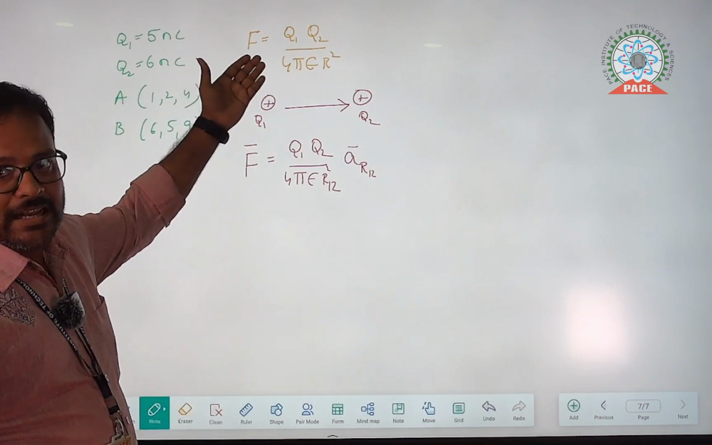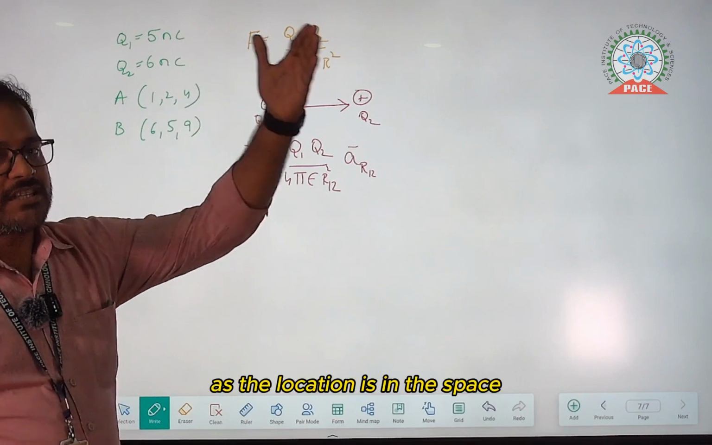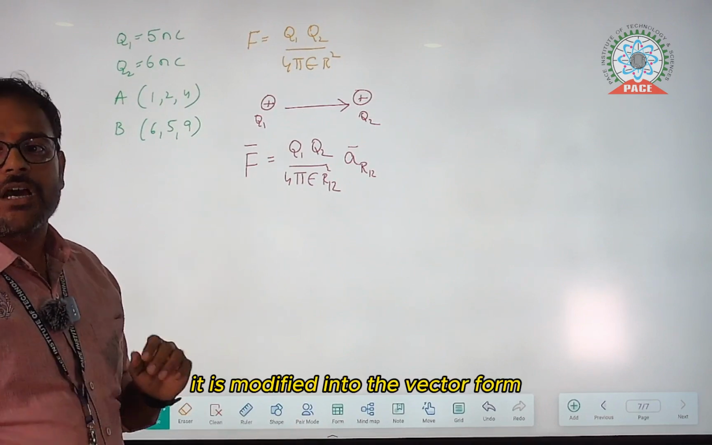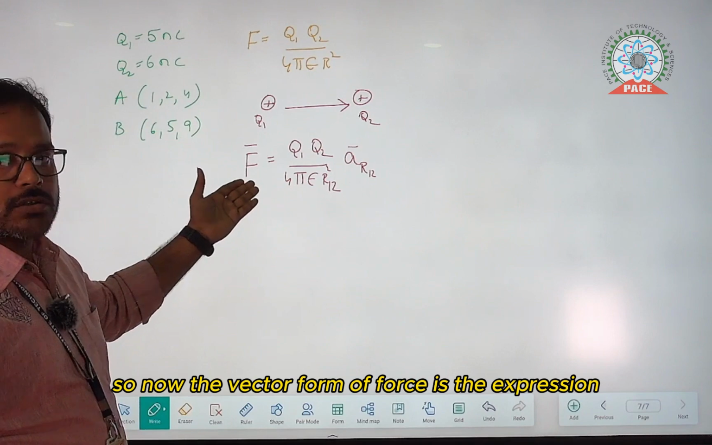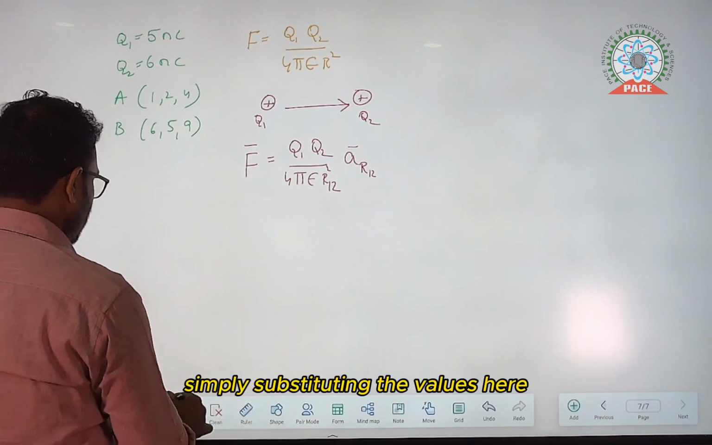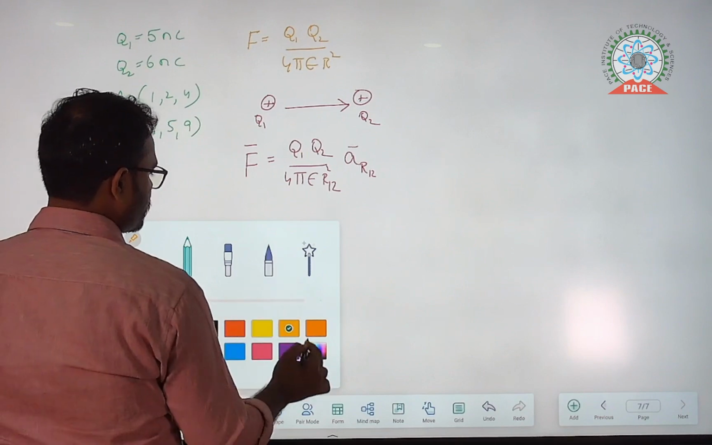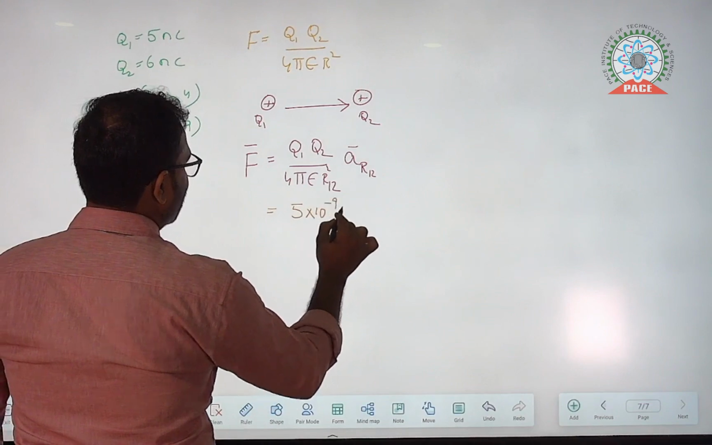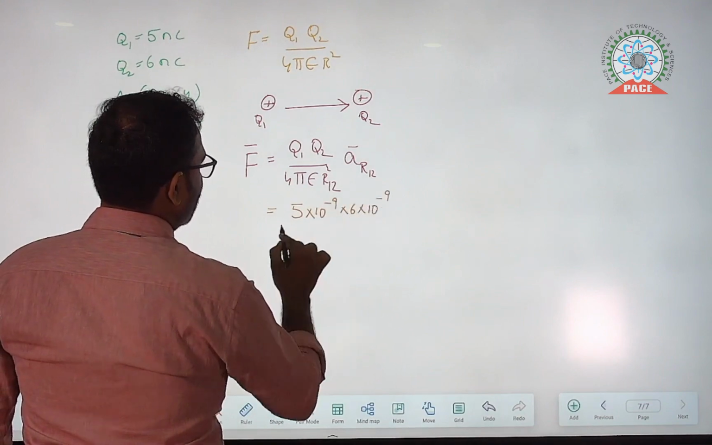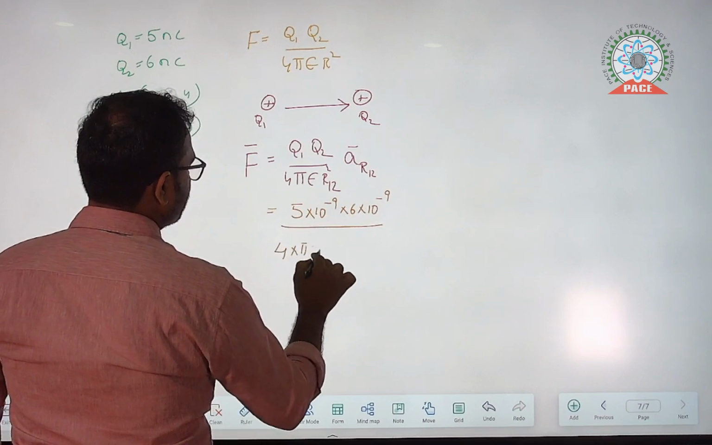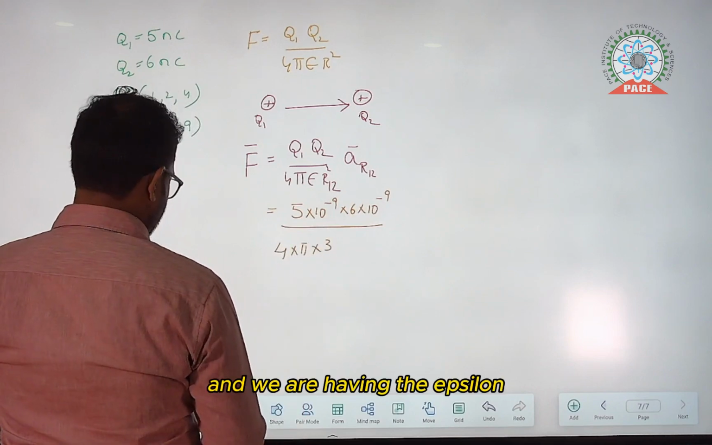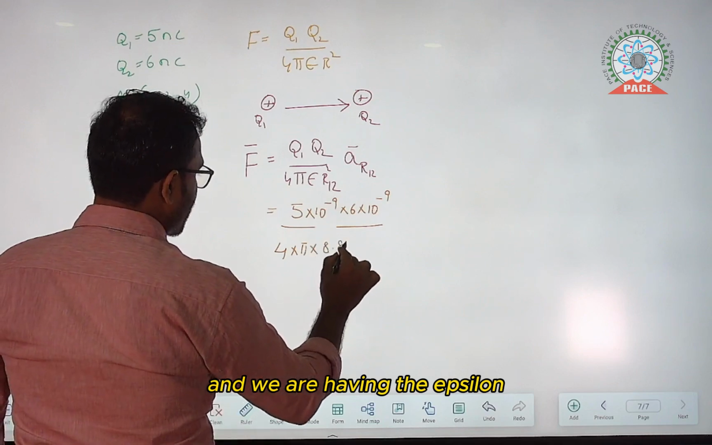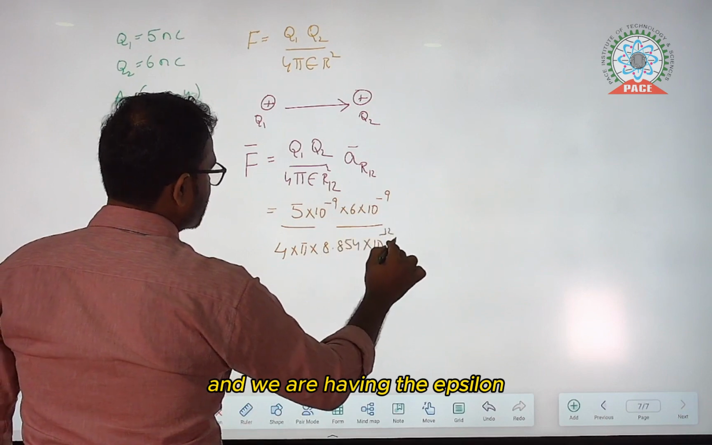This is the formula of force in vector form. This is the process in scalar. As the location is in space with a coordinate system, it is modified into the vector form. Now, simply substituting the values here: 5 nano, this is 5 into 10 power minus 9, 6 nano, 6 into 10 power minus 9, 4 into pi, and the value of epsilon is 8.854 into 10 power minus 12.